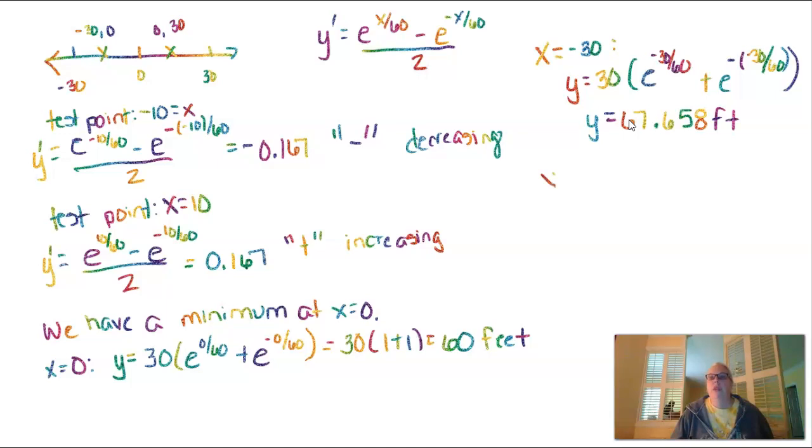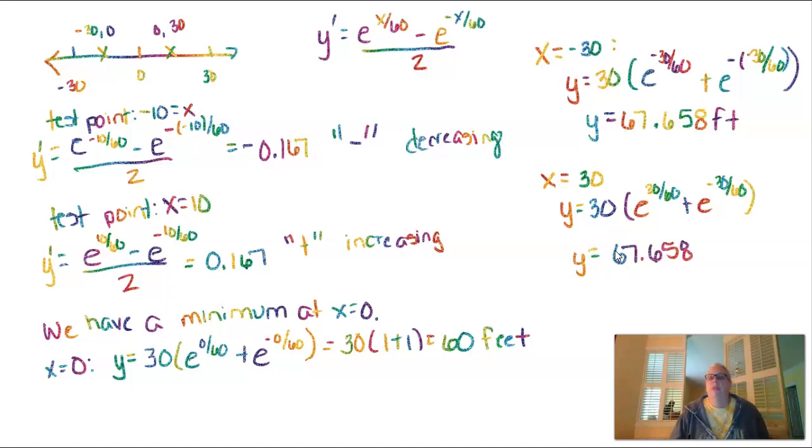And we're going to do it on the other end too and find out for the other pole, which is 30 feet in the other direction from our minimum. And hopefully we're going to get the same answer here, but we're just going to verify that. So let's see, y is equal to 30 times e to the positive 30 over 60 plus e to the negative 30 over 60. And I will put this in the calculator and see what it gives me. And we do get 67.658 feet.